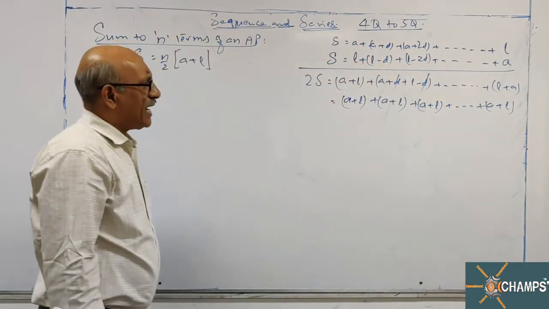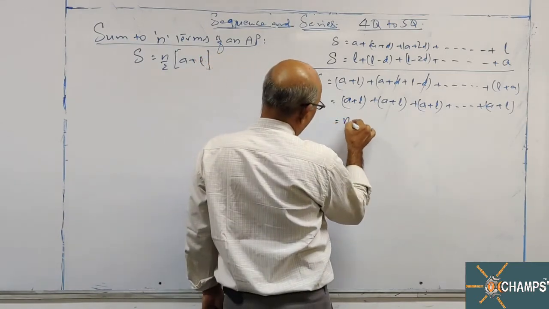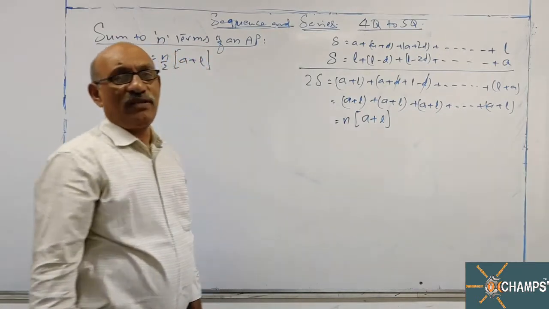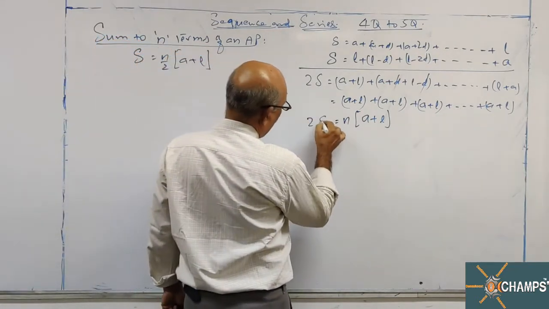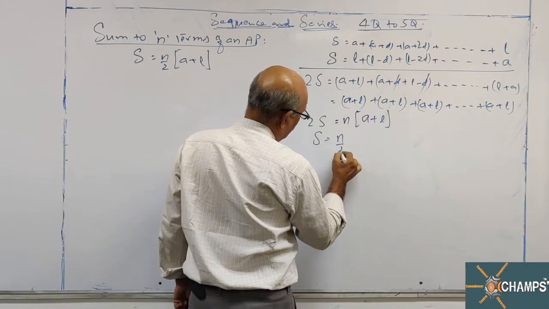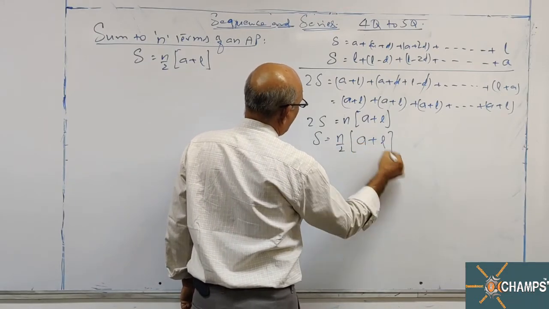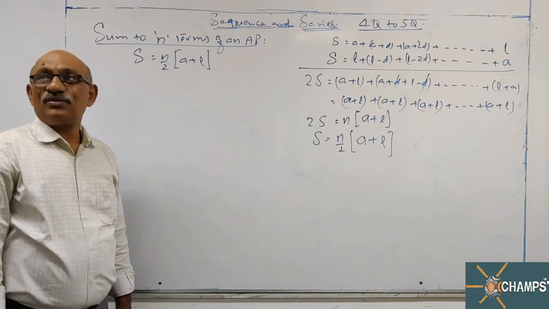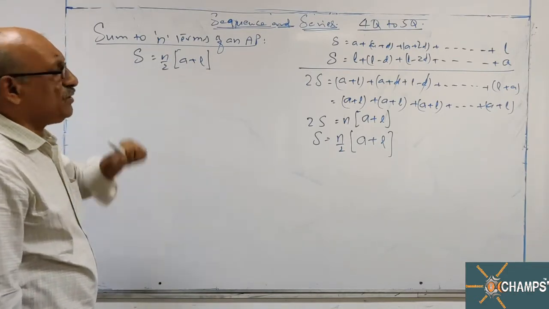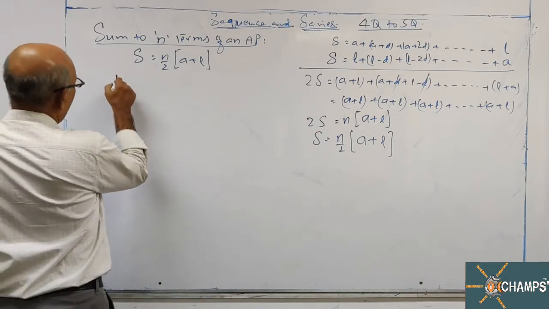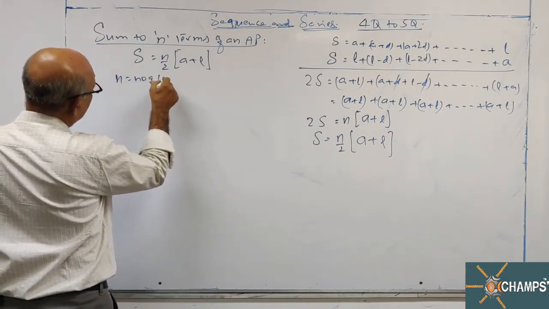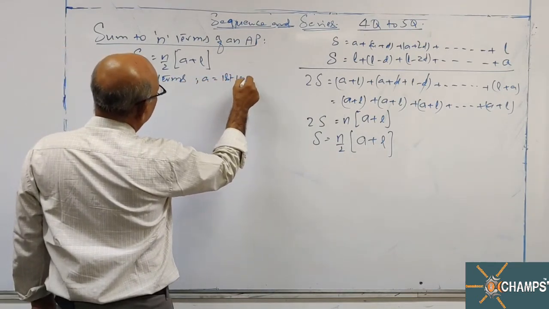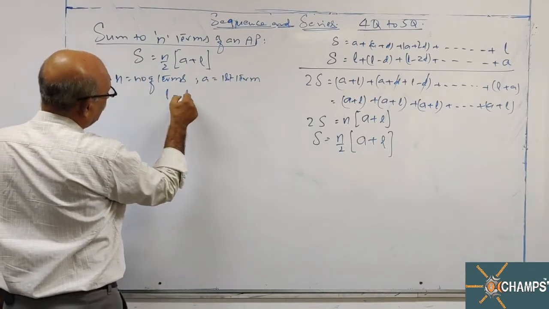Now the same term is being added. How many times is it added? n times. n terms are there, so n times it is added. 2S is equal to n into a plus l. This is S equal to n by 2 into a plus l. Sum to n terms of an AP is equal to n by 2 into a plus l, where n is the number of terms, a is the first term, and l is the last term.